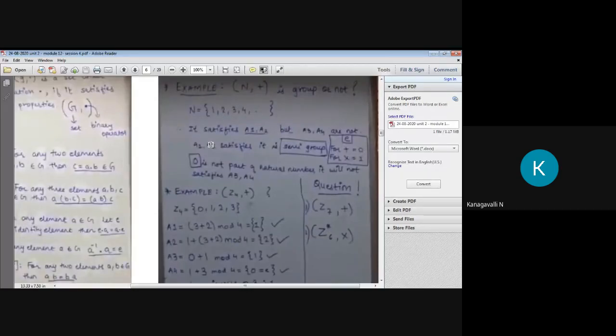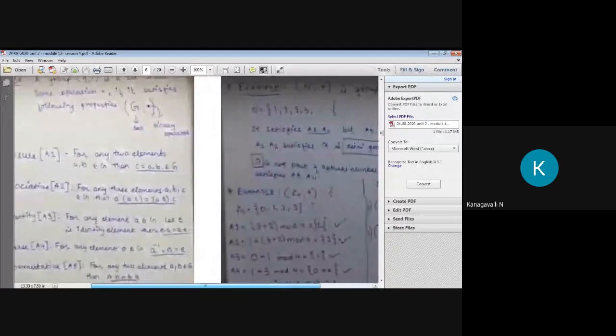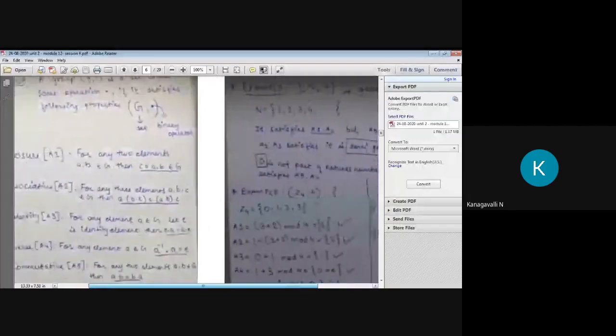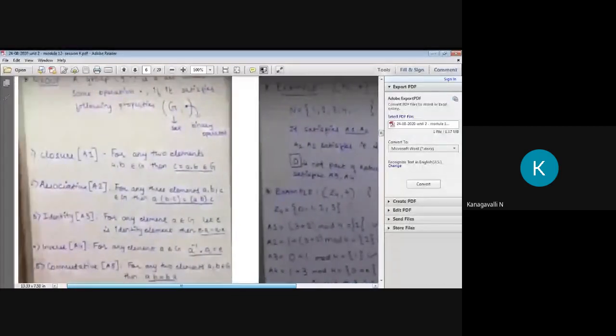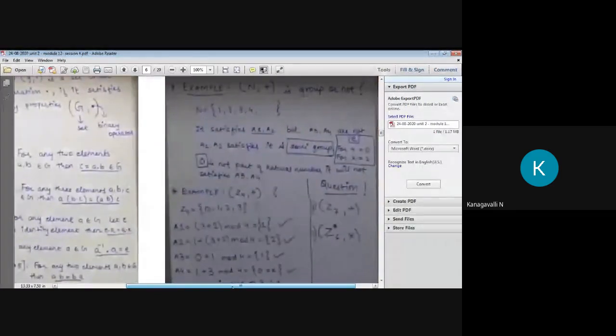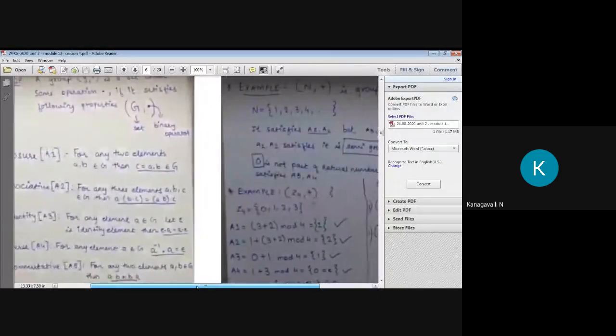So you have to check whether it satisfies the properties A1, A2, A3, A4, A5. Maybe it satisfies A1 and A2. What are A1 and A2? Closure property and associative, right? If it satisfies these two properties, it is called a semigroup. If it satisfies A3 and A4 as well, then it is called a monoid. So a semigroup is A1 and A2, and for all the remaining properties it is called an abelian group.